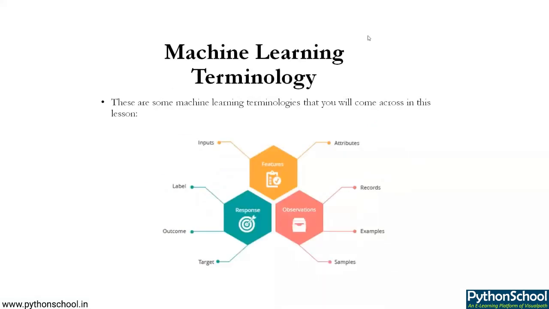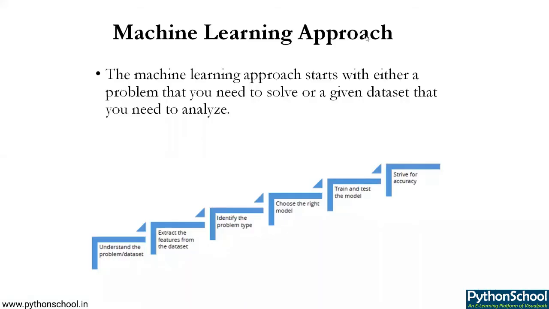So there are some machine learning terminologies that we will encounter across the course of this lesson. There will be something called features, response, observations, inputs, attributes, records, examples, samples, target, outcome, label, etc. So normally a machine learning approach starts with either a problem that you need to solve or a given data set that you need to analyze. It could be just a raw data set wherein you need to come up with what kind of problem it is, or you already have a defined problem to solve, and you are given some data set from where you need to find relevant information and try to solve the problem.